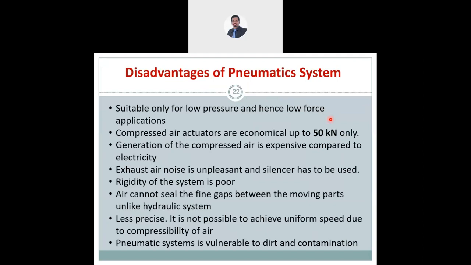It's suitable only for low pressure and hence low force application. Okay, so ini satu drawback lah ataupun disadvantage. Dia hanya boleh gunakan untuk application yang bawah 10 bar. The compressed air actuators are economical up to 50 kN. The actuators maksudnya the end, macam piston ataupun motor, dia hanya boleh cater until 50 kN. Kalau your application is 100 kN, you tak boleh gunakan. Okay, so that's one of the disadvantage lah.